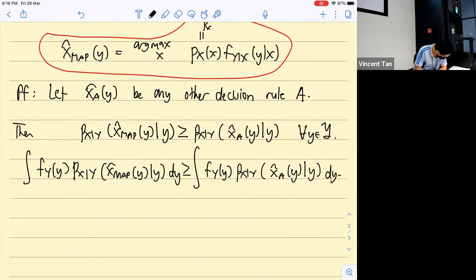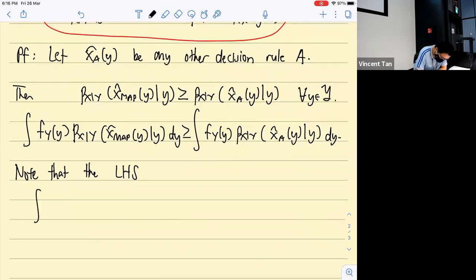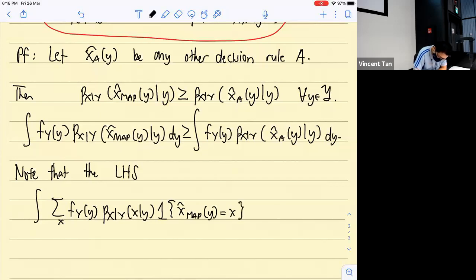All right. So what do we have here? Note that the left-hand side can be simplified slightly. The left-hand side is the following. It is nothing but the sum over all possible values of x of the integral of f_Y(y) p(x | y) times the indicator of x_MAP(y) equals x, dy. All right, so I have done a lot more than prescribed.